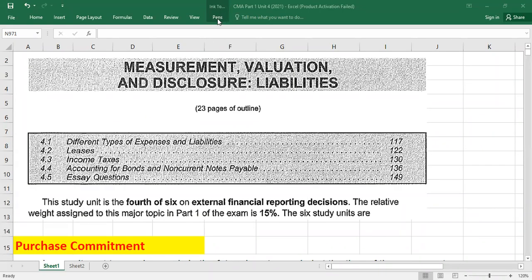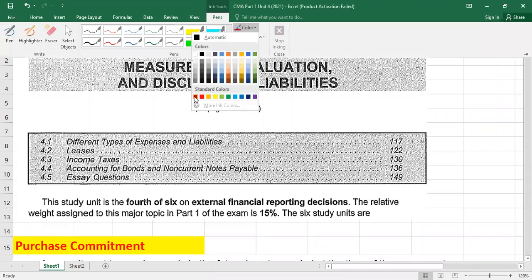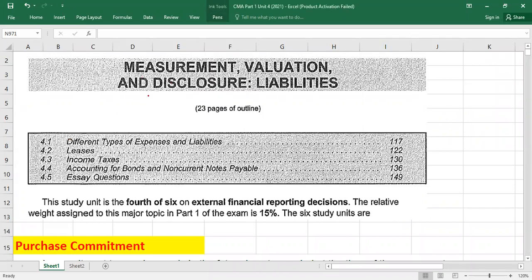So hello guys, today we are going to discuss unit number 4. Unit number 4 has the following topics. Topic number 4.1, which we discussed last time, was about different types of expenses and liabilities, in which we discussed purchase commitment, accounting for warranty and loss contingencies. Topic number 2 is about leases, which we will cover in the next class. We have income tax and we have accounting for bonds and non-current notes payable.